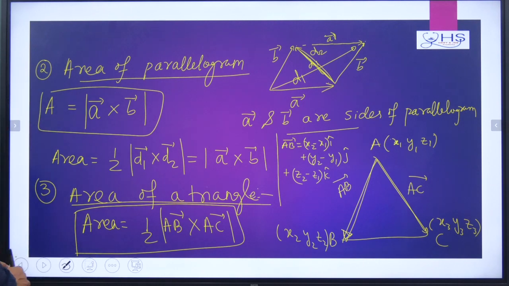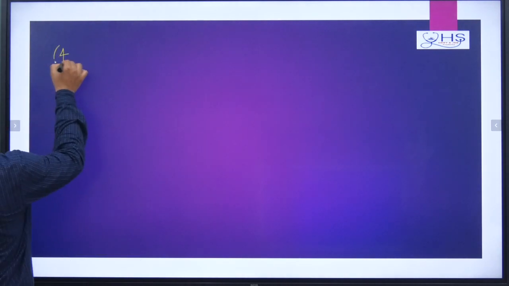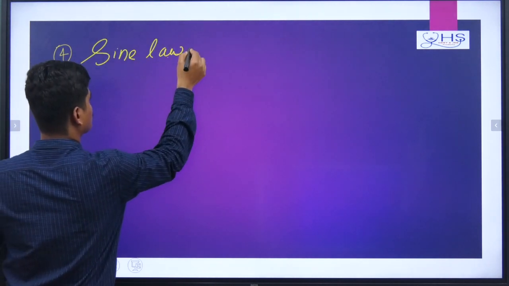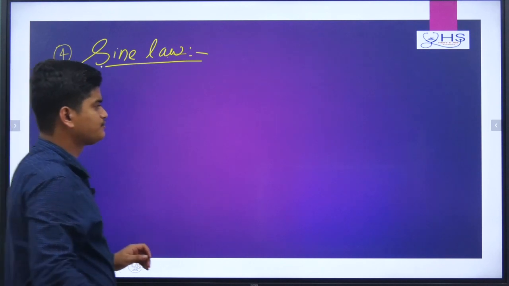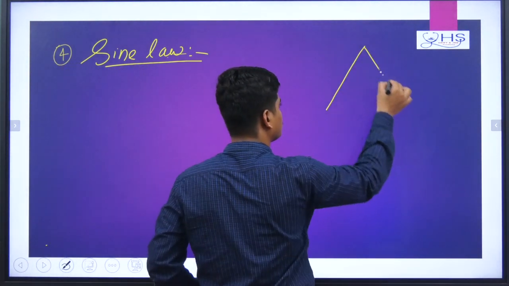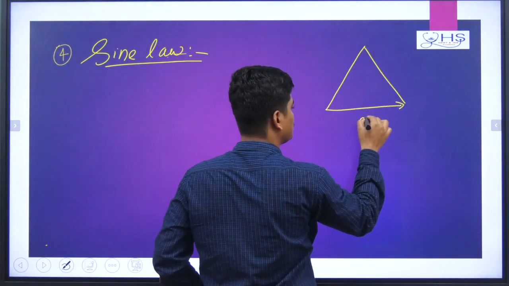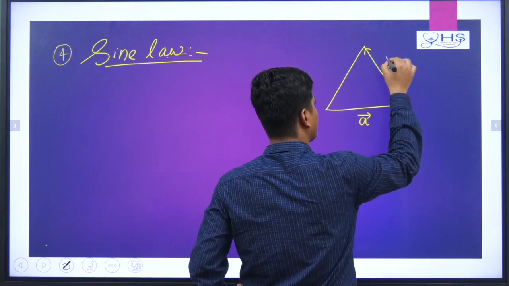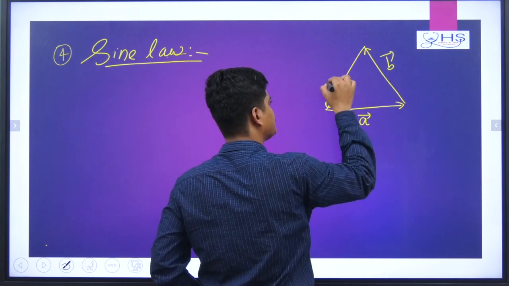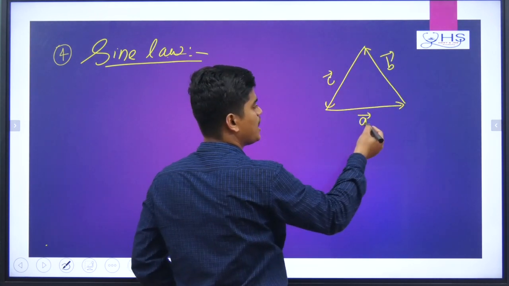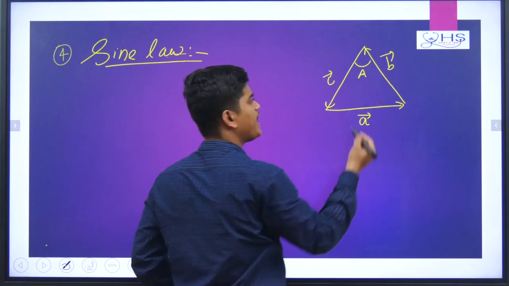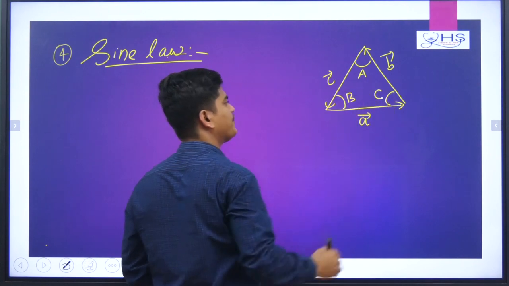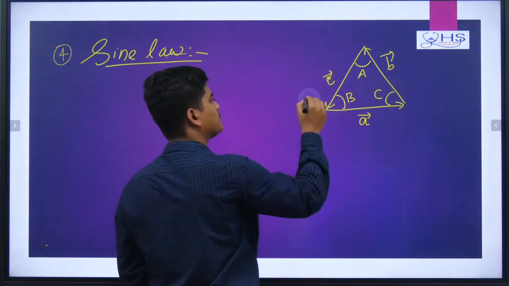Now we'll go to the next point. So write number 4. We'll understand one law, that is called the sine law. So what is the sine law? Now here, if a triangle is there, this length is basically the A vector I am telling, or its magnitude is a. This is the B vector, its magnitude is b. This is the C vector, its magnitude is c. And opposite the A vector is angle A, opposite the B vector is angle B, opposite the C vector is angle C.